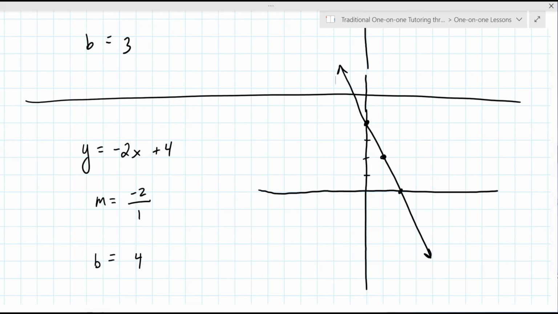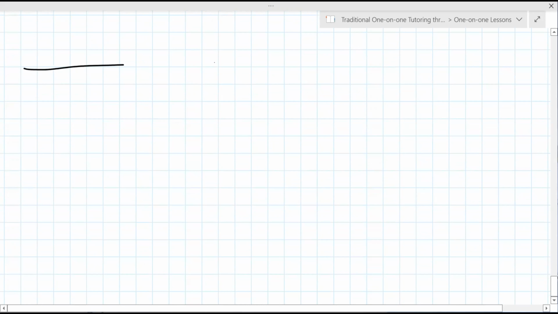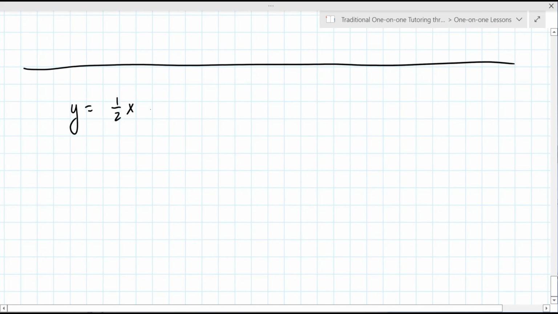Okay. All right. Now let me give you a slightly more difficult problem here. y = 1/2 x - 3. What is the slope and what is the b value on this one?